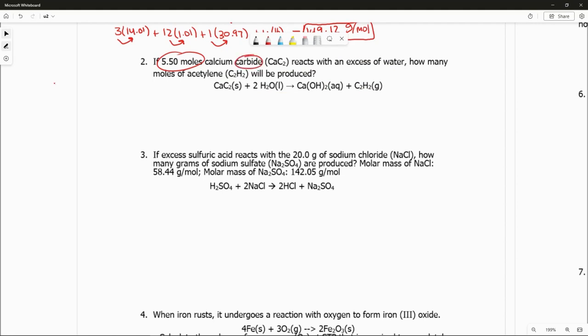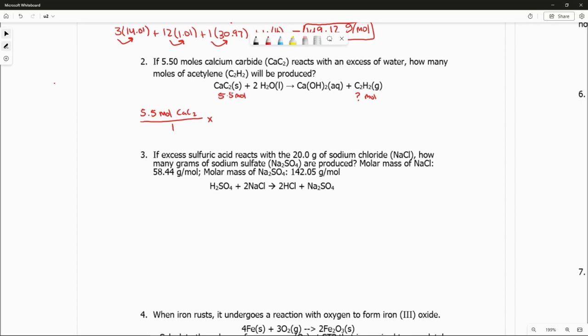So we have calcium carbide here, so 5.5 moles of calcium carbide, and we're looking for acetylene, which is here. So I'm going to put a question mark mole for acetylene. The way we start this is we want to use our dimensional analysis. So we start with whatever we're given, always: 5.5 mole CaC2, and then a times sign, draw a line. If you remember that, it's pretty catchy, but it gets the job done.